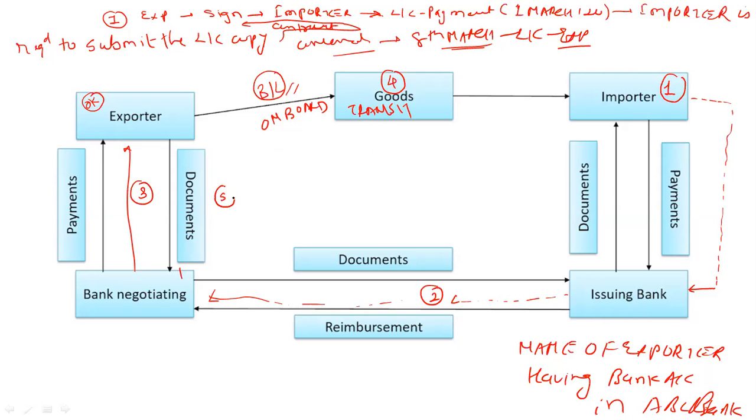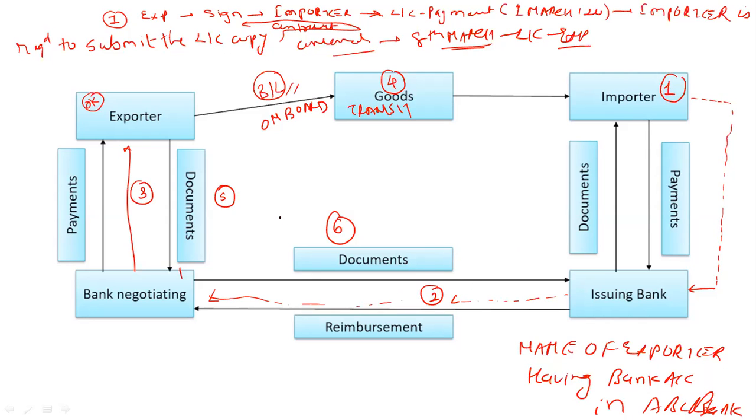Submit all the documents to the negotiating bank. Okay, then just try to understand the flow of these documents. Once you submit all the documents, the negotiating bank will verify everything and transfer these documents to the issuing bank. Now all the documents are with the issuing bank, which verifies them and immediately releases the payment, immediately reimburses the payment.